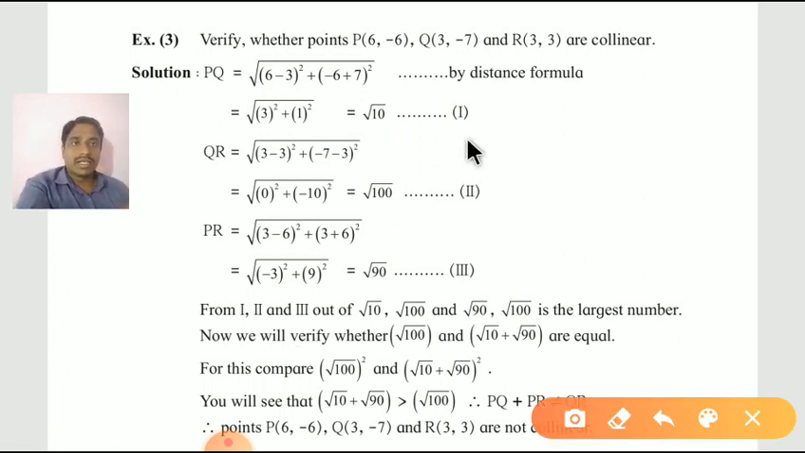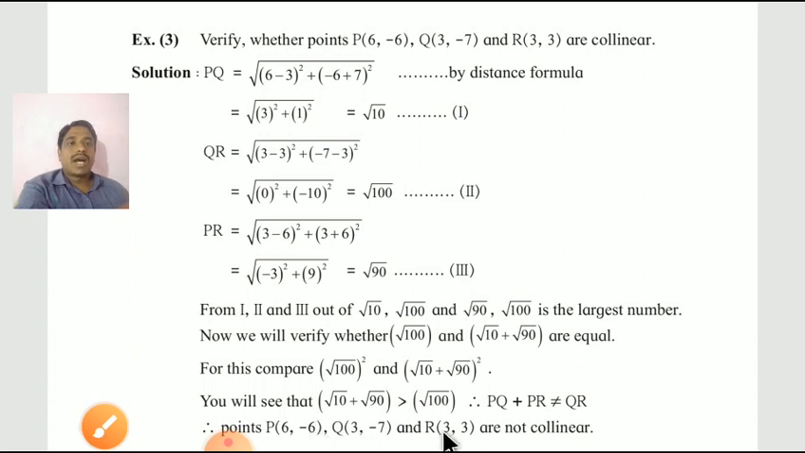Of the three equations number 1, 2 and 3, the larger number is root 90 and the smaller numbers are root 10 and root 10. But root 10 and root 90 are not the same. Therefore we can't add the numbers 1 and 3. Therefore the sum is not equal to the third number. Therefore the points P, Q, R are not collinear, because the sum of two numbers is not equal to the third number.